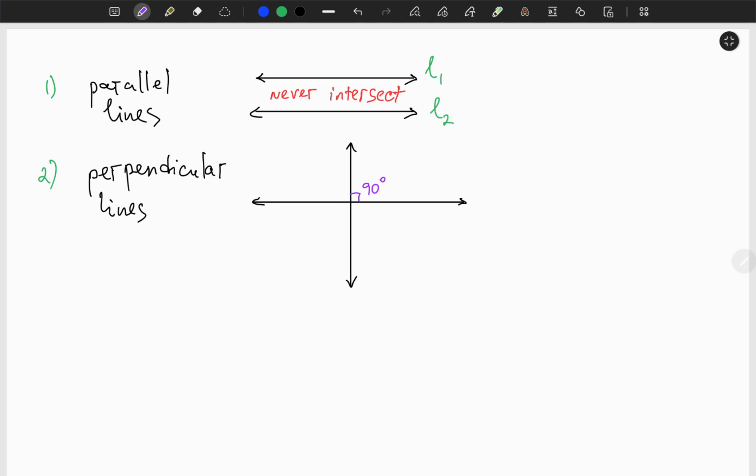So any other two lines that intersect each other are not parallel. Parallel lines are the lines that never intersect. Any other lines that intersect each other, meet each other at some angle. A specific angle, it's 90 degrees. We're going to prove why it's 90 degrees. These specific lines, we call perpendicular lines.